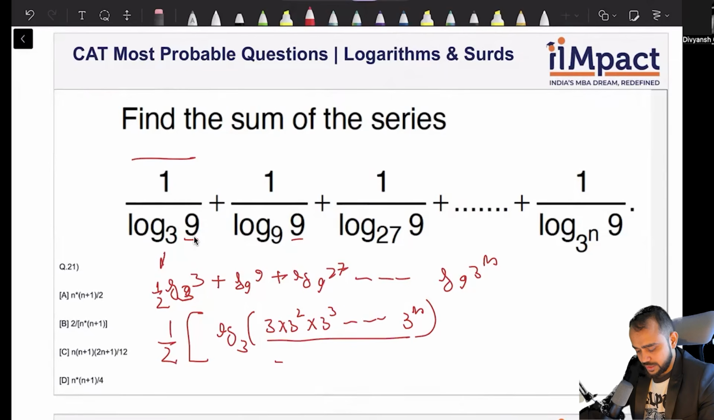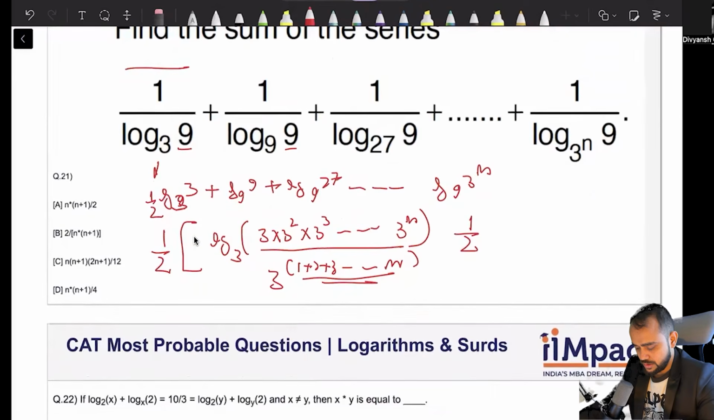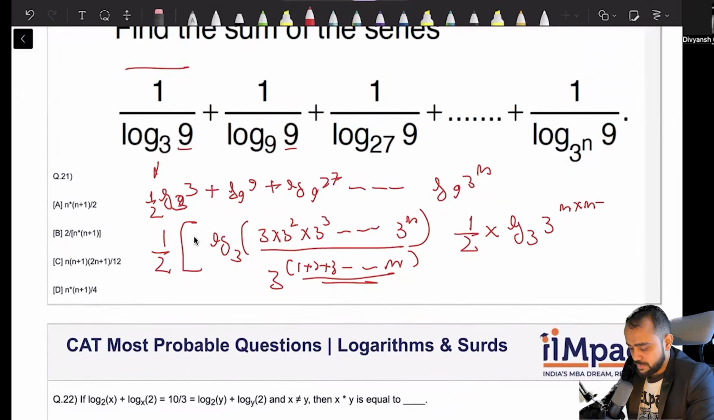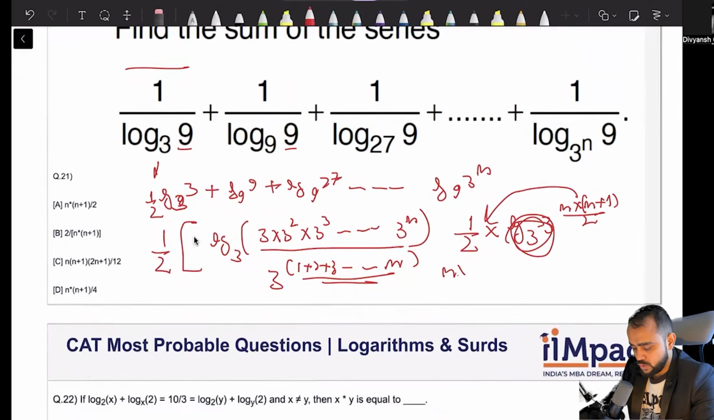This is going to be 3 to the power 1 plus 2 plus 3, which is going to till n. And I know that the sum of first n natural numbers is n into n plus 1 by 2. So this is 1 by 2 into log base 3 of 3 to the power n into n plus 1 by 2. So this, if I bring down, this will become 1, and your answer will turn out to be n into n plus 1 divided by 4, which is option number D.